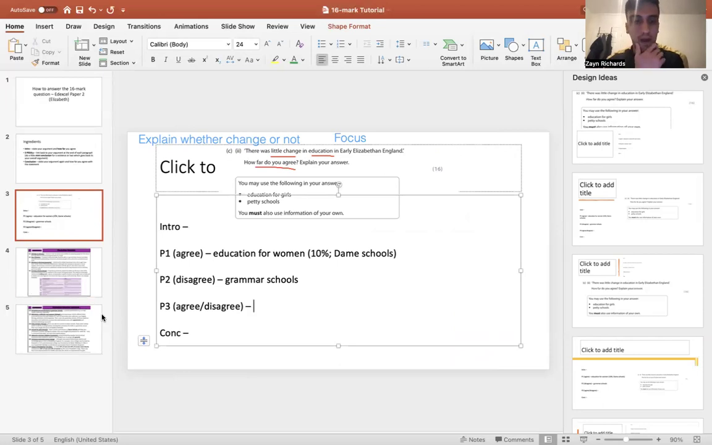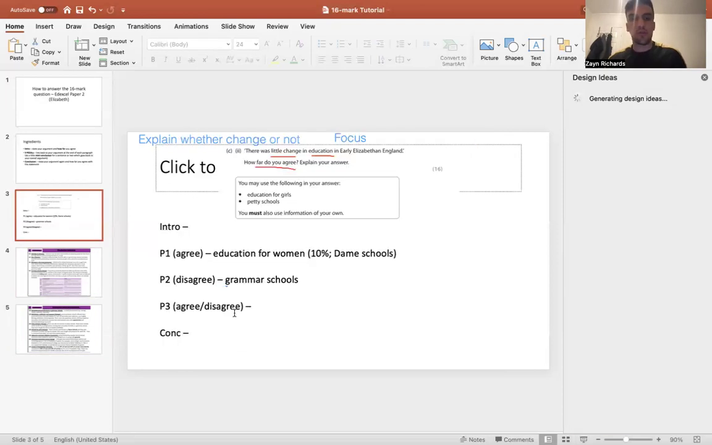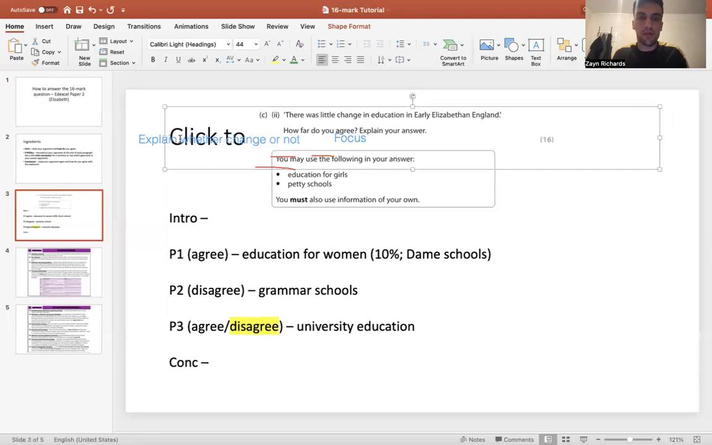So I will, let me think. I will probably, for this question, I'm probably going to disagree. Yeah, let's do, I'll probably disagree and I will do university education is probably the go-to. So I'll do disagree and then highlight that one. So that's what we're doing.